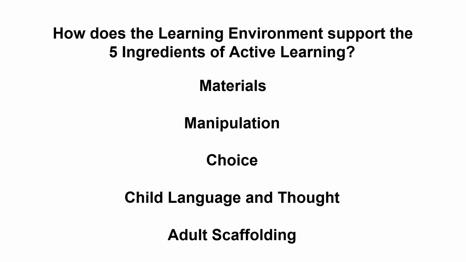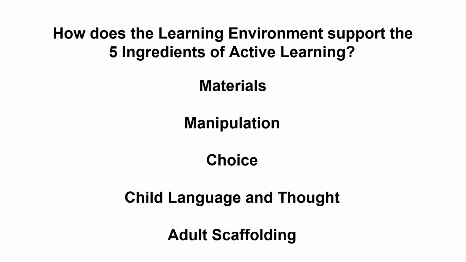How does the learning environment support the five ingredients of active learning? Let's take a look at materials. We provide a variety of open-ended materials that are available and accessible to all children. For manipulation, children can manipulate materials in a way that makes sense to them and their developmental levels. For choice, children choose materials and playmates as they explore the materials. For child language and thought, children use materials and have the space and time to talk with peers and adults and think about how they use their materials.